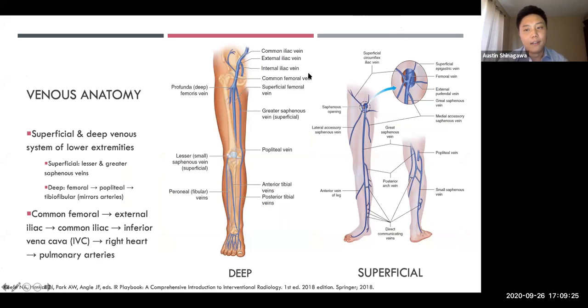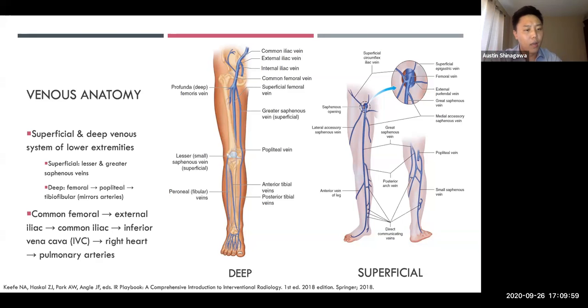So moving on to venous anatomy, which is actually very important for this paper. To start with, there are superficial and then deep venous systems of the lower extremities. The superficial is mainly composed of the lesser and greater saphenous veins, and then the deep venous system is the femoral vein going to the popliteal and then to the tibial and fibular veins. The deep venous system mirrors the arterial system.